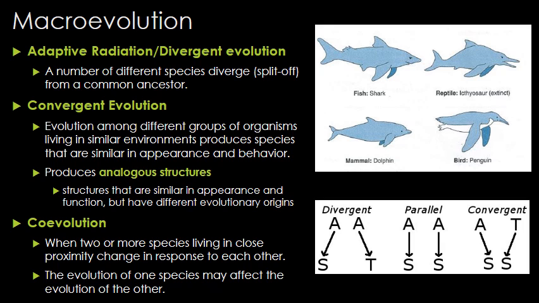Coevolution is a little different. That's basically species evolving in response to each other. Two species living in close proximity, one change can affect changes in the other. So say, for example, the change in flower shapes and insects' mouth parts, things like that.